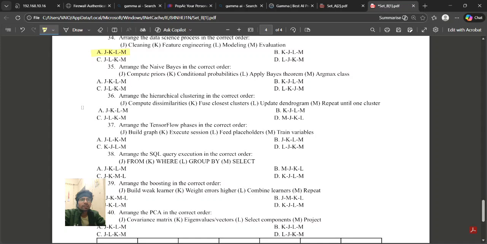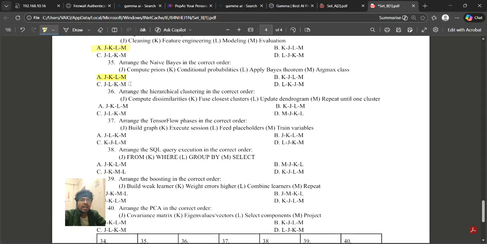Now question number 35. Arrange the naive Bayes steps in the correct order. First compute the prior probability, then calculate conditional probability, apply Bayes theorem to combine them, then finally take argmax to find the class with the highest probability. So the answer is A, J, K, L, M.